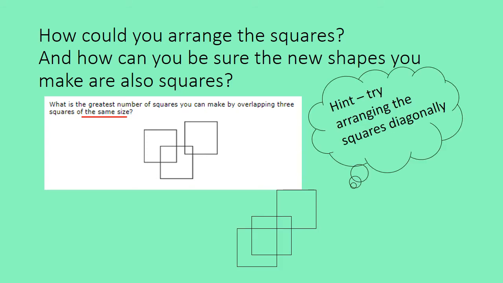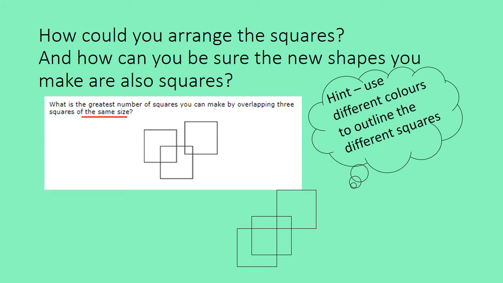Now you've had a try, here are a couple of hints to help. I would definitely recommend trying to arrange the squares diagonally. It's also a good idea to use some different colours to outline the new squares that you make. It'll help you count how many you've created. Pause the video now while you try to solve this problem because the next slide shows the solution.